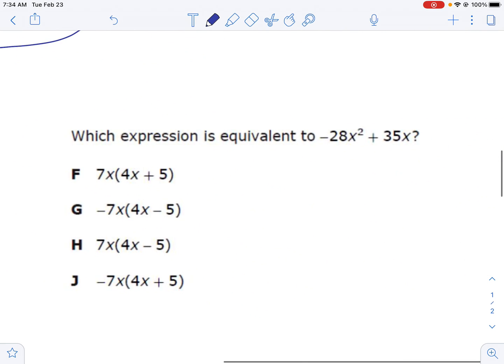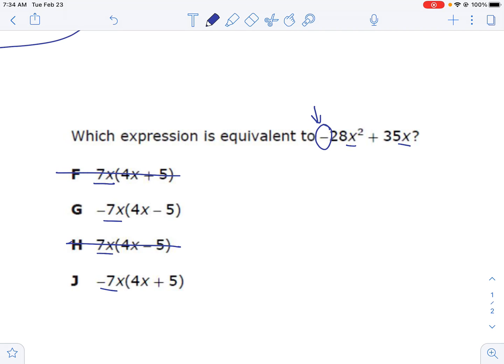Looking at the next one, which expression is equivalent to negative 28x squared plus 35x? Again, both terms have an x, which means my GCF should have an x with it, and it looks like all of them do. Now, when your leading coefficient, that first number right here, is negative, we need to factor out a negative number, which allows me to eliminate answer choice H and answer choice F. Okay, so that's a special rule you have to remember.